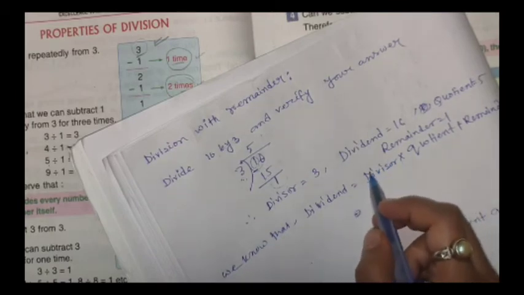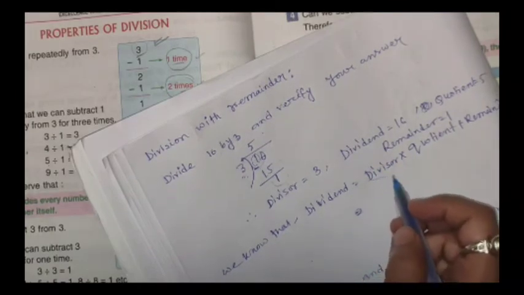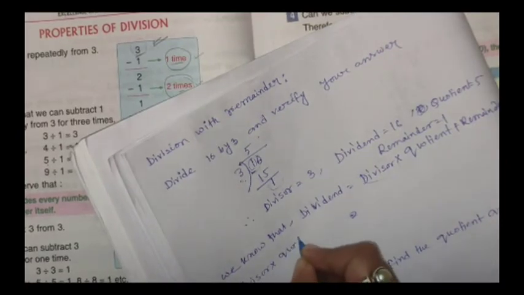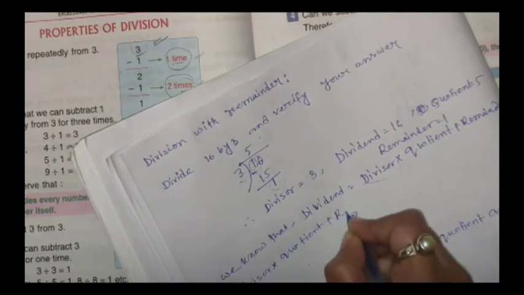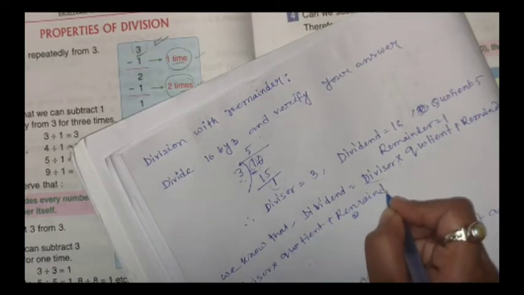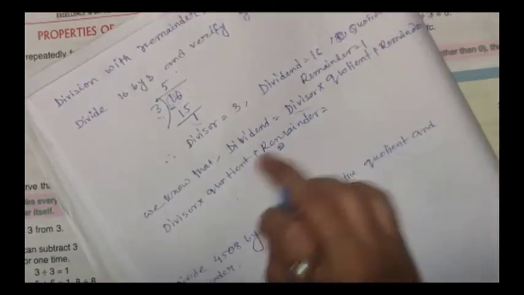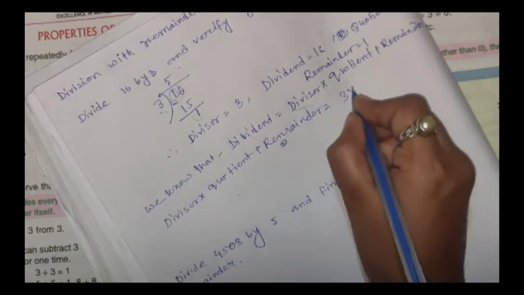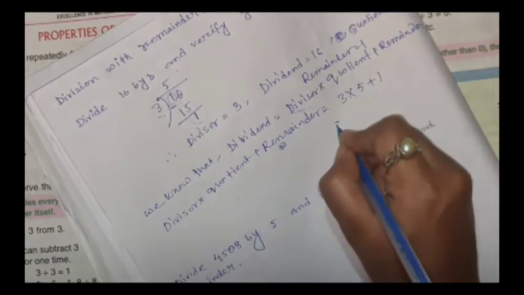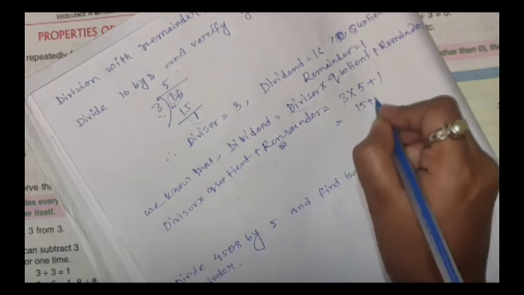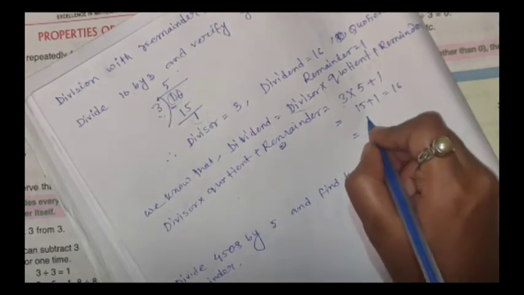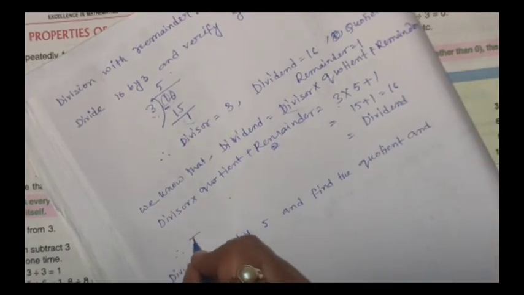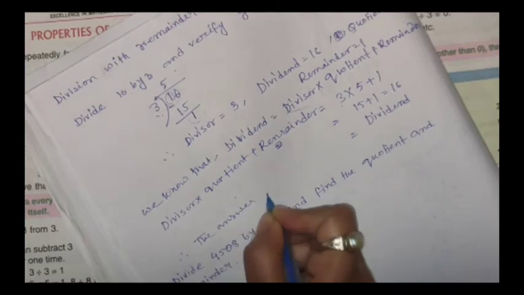So let's check: if I solve divisor into quotient plus remainder, will I get the dividend? Let's check that. What is the value of divisor? 3. Quotient 5 plus 1. So 3 into 5, 15 plus 1. How much? 16. That is equal to the dividend. So the answer is verified. Okay.